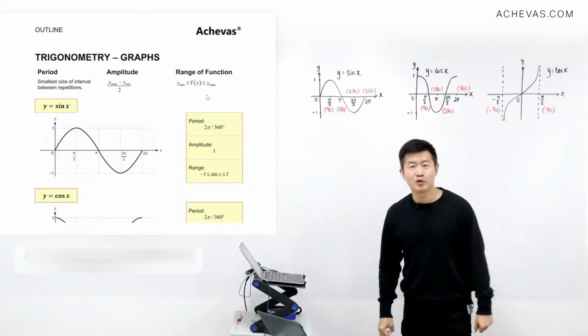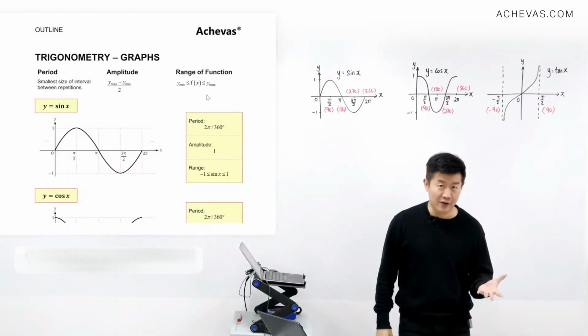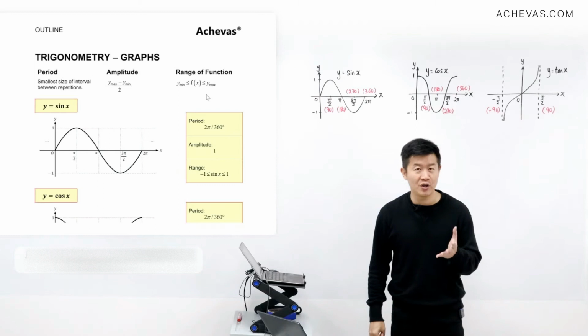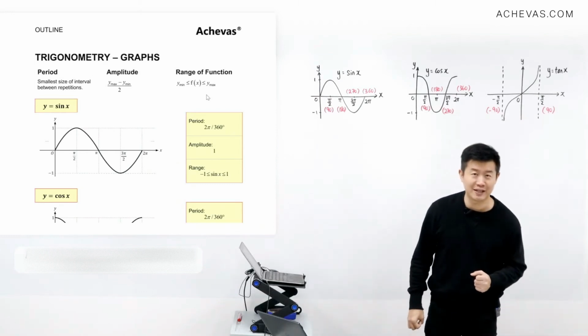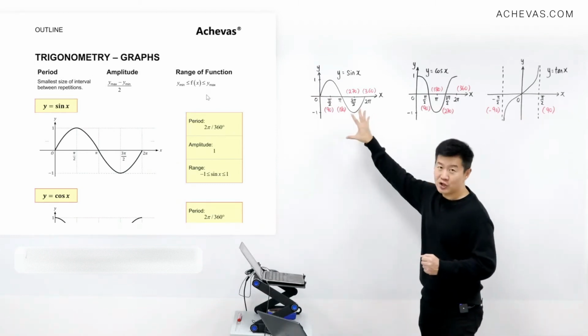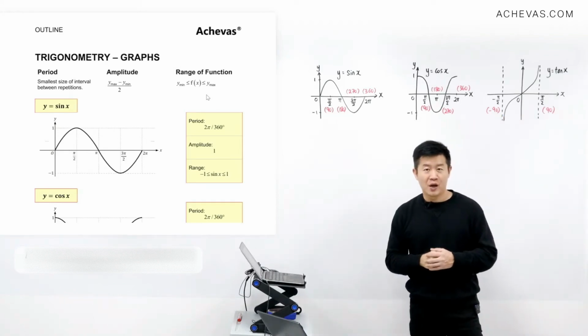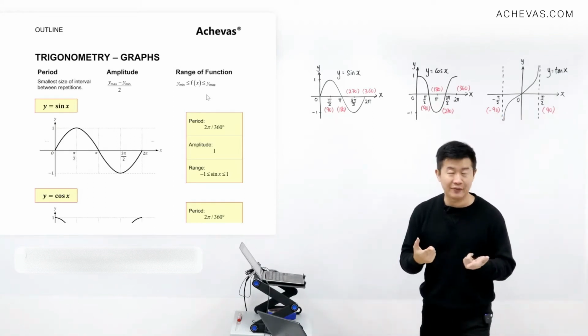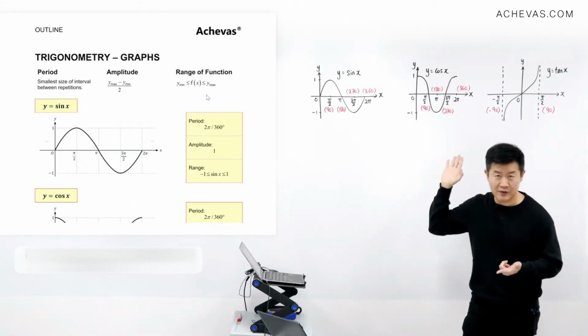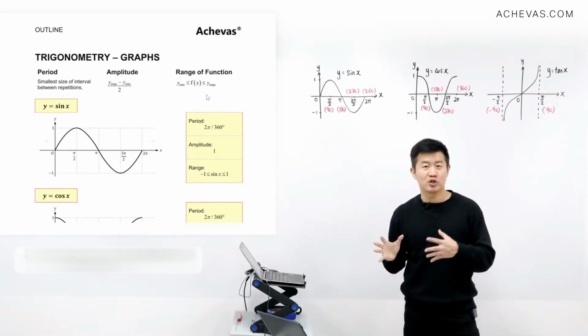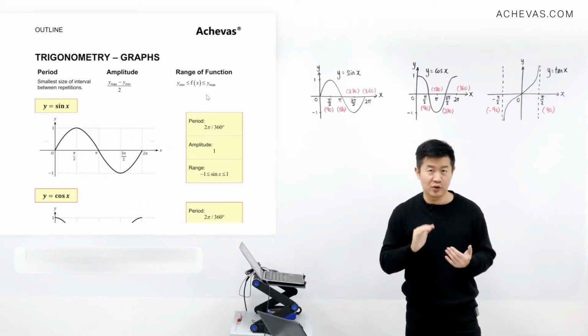In this part of trigonometry, we are going to be looking at graphs, and specifically graphs of three of the trigonometric functions that we have discussed previously. They are the sine function, the cosine function, and the tangent function. And what we want to be able to do is definitely to be able to sketch these three graphs, and we also want to be able to sketch the transformed versions of the three graphs.